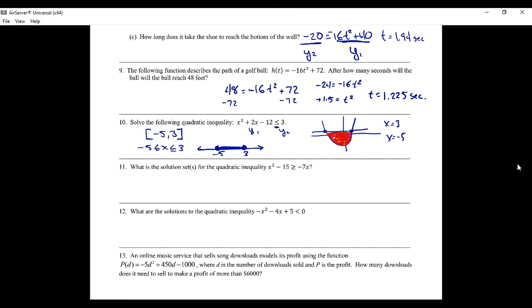So now solution set for quadratic inequality, same thing again. We're going to go back to y1, clear it. We have x squared minus 15, and then -7x in y2. We're going to hit graph again. We'll see our parabola, see our line.